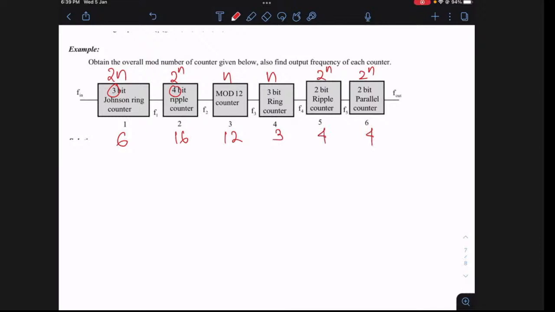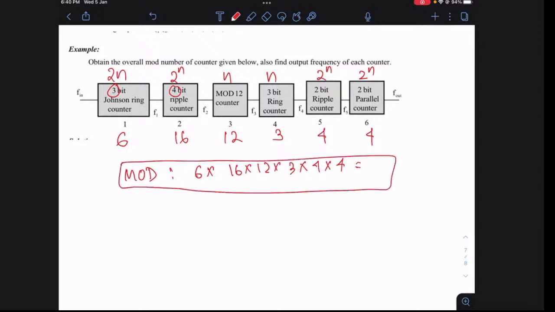Whenever you have individual counter structures connected in cascade, the overall mod number is the product of their individual mod numbers. So what is the mod number of the overall structure? The answer is 6 into 16 into 12 into 3 into 4 into 4. You can take a calculator and get it. This is the overall mod of the counters, and this will be the answer.